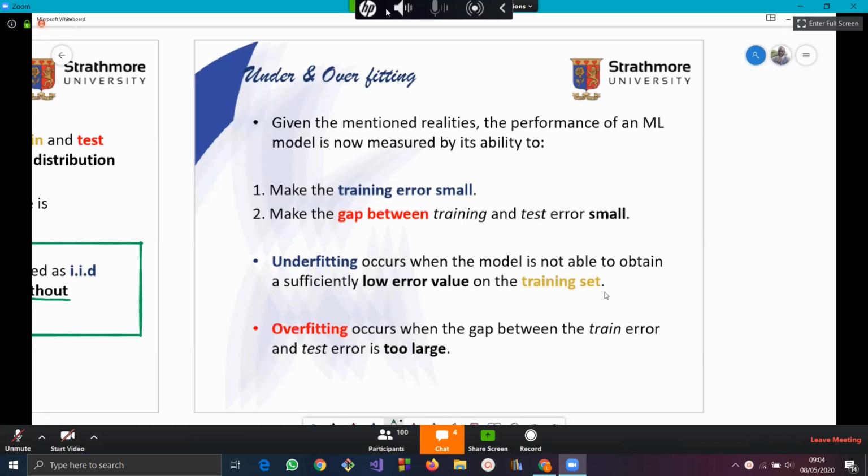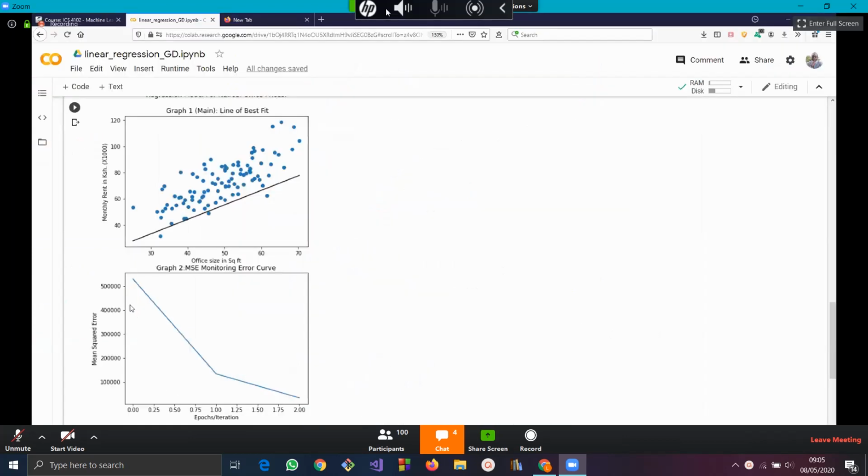Now that's where under and overfitting comes in. The official way to define underfitting is when the model is not able to obtain a sufficiently low error value on the training set. So if you are not able to attain or minimize the training error well, you will run into underfitting. You saw the other one was almost touching the two axes.